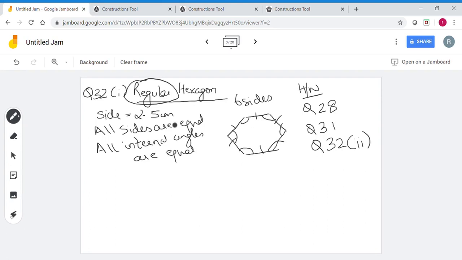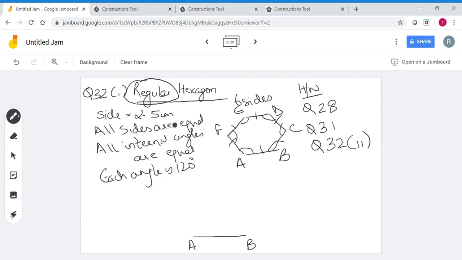Now what is the measure of each angle in a regular hexagon? Each angle is 120 degrees. You've done this in class 8. So let's see how we can construct it. Let's say one side is given as 2.5. So let me make AB as 2.5. This is A, B, C, D, E and F.